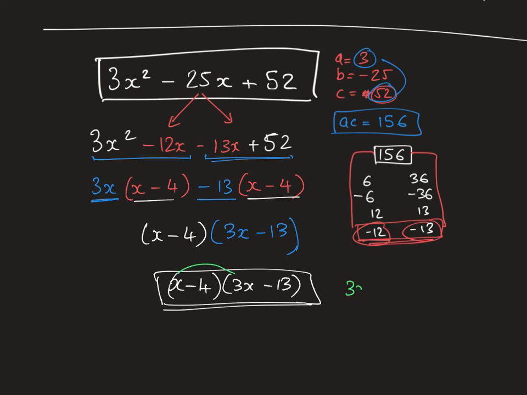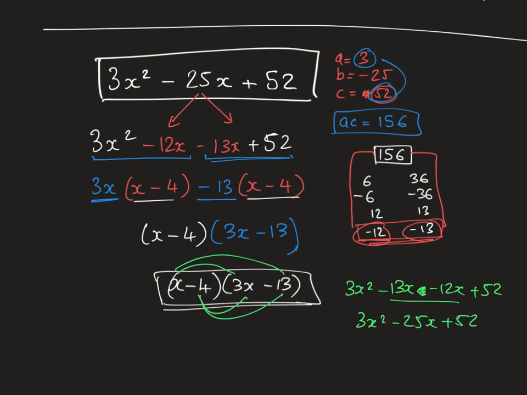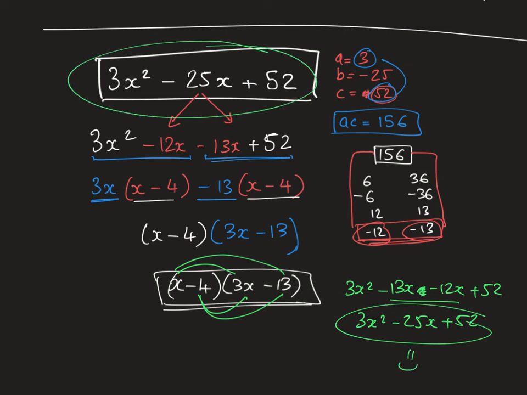X times 3x gives us 3x squared. X times minus 13 will be minus 13x. Minus 4 times 3x will give us, there we go, minus 12x. Excuse the mistake. And then minus 4 times minus 13 will give us positive 52. And so what we've got is 3x squared minus 25x plus 52. And indeed, that does match the original question. So we know we got it right.